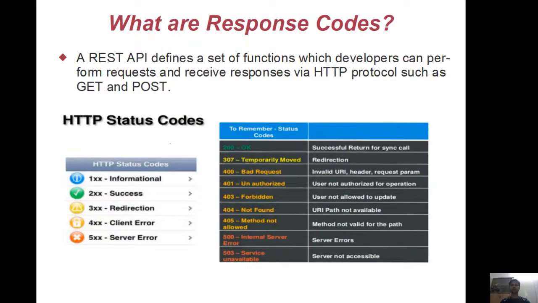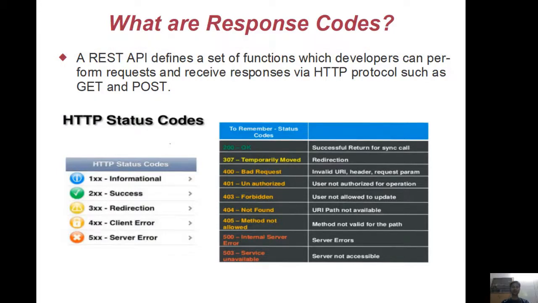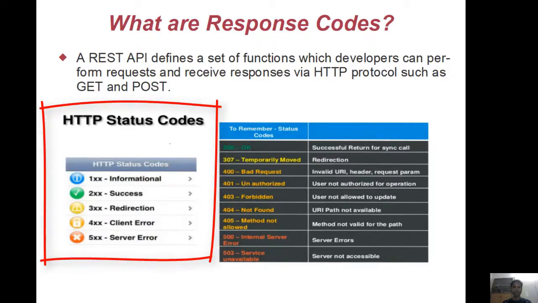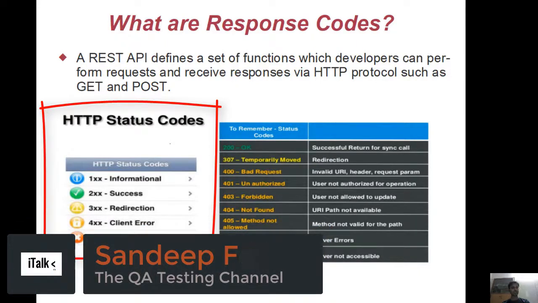Now, what are response codes? As I told before, web response codes define the error and success messages, so which code is implemented for which case. Different types of main codes are defined by the application. These are the HTTP status codes we have defined here. A RESTful API defines a set of functions with which developers can perform requests and receive responses via the HTTP protocol, such as GET and POST methods.